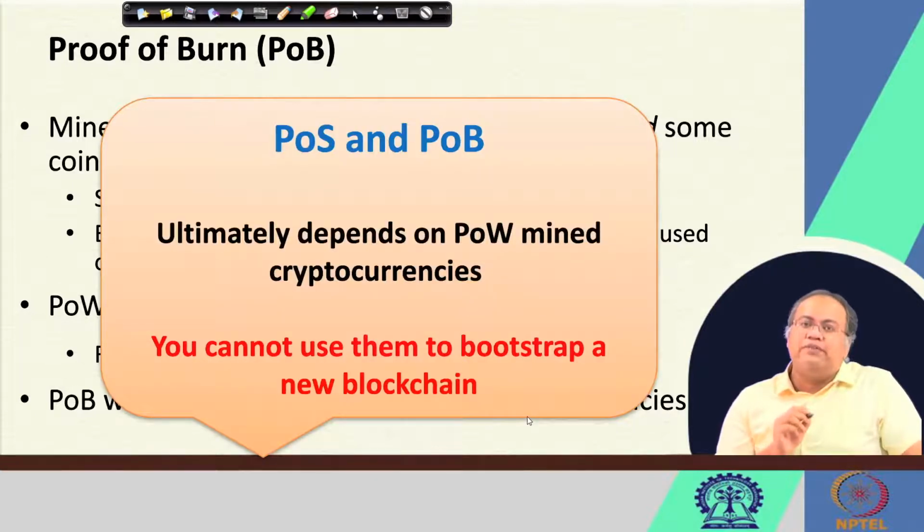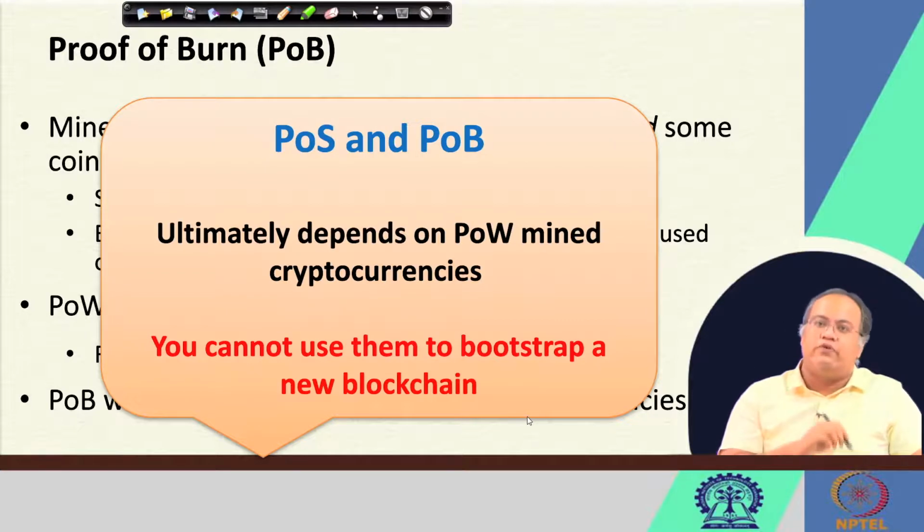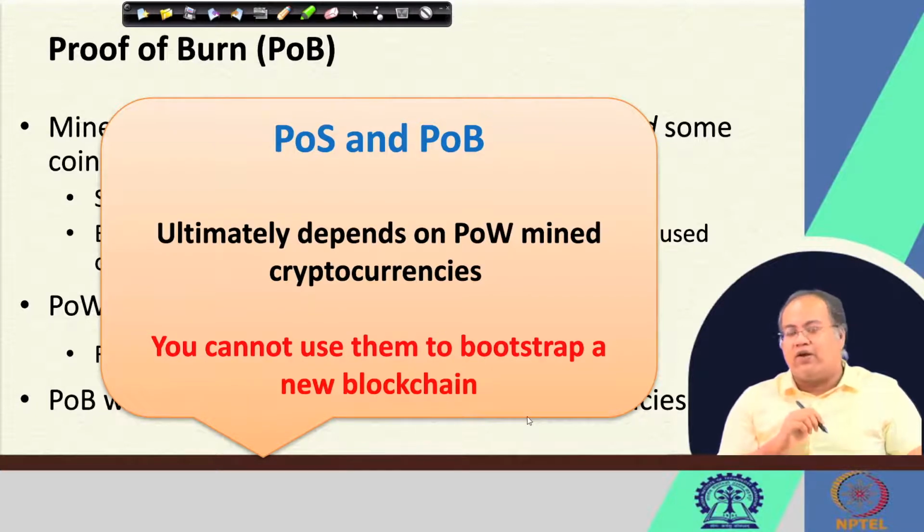But the problem with proof of stake and proof of burn is that ultimately they depend on proof of work mined cryptocurrencies. In case of proof of stake, you can start only after the proof of work mined Bitcoins have been evenly distributed in society, and in case of proof of burn, you need to burn certain proof of work mined cryptocurrencies. So you need to start with proof of work. So proof of stake or proof of burn cannot individually work as a bootstrapping consensus mechanism.